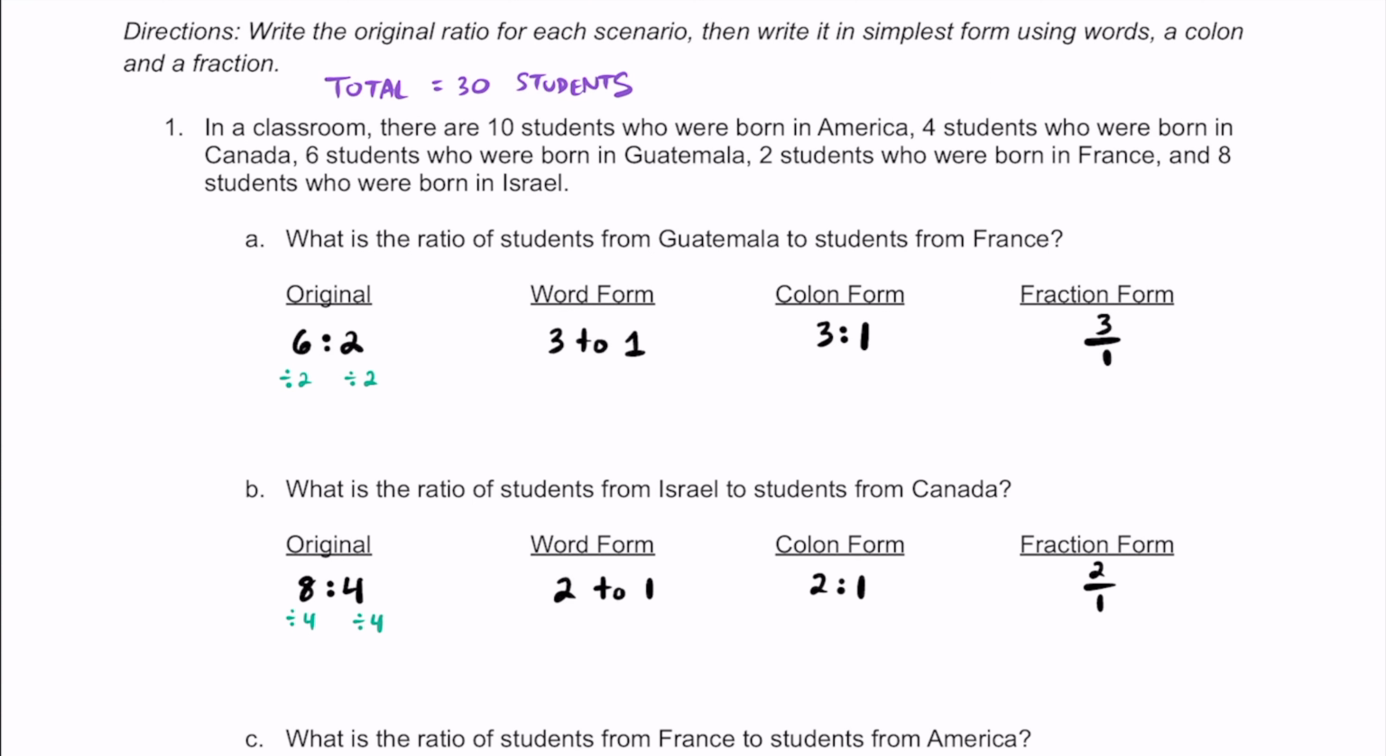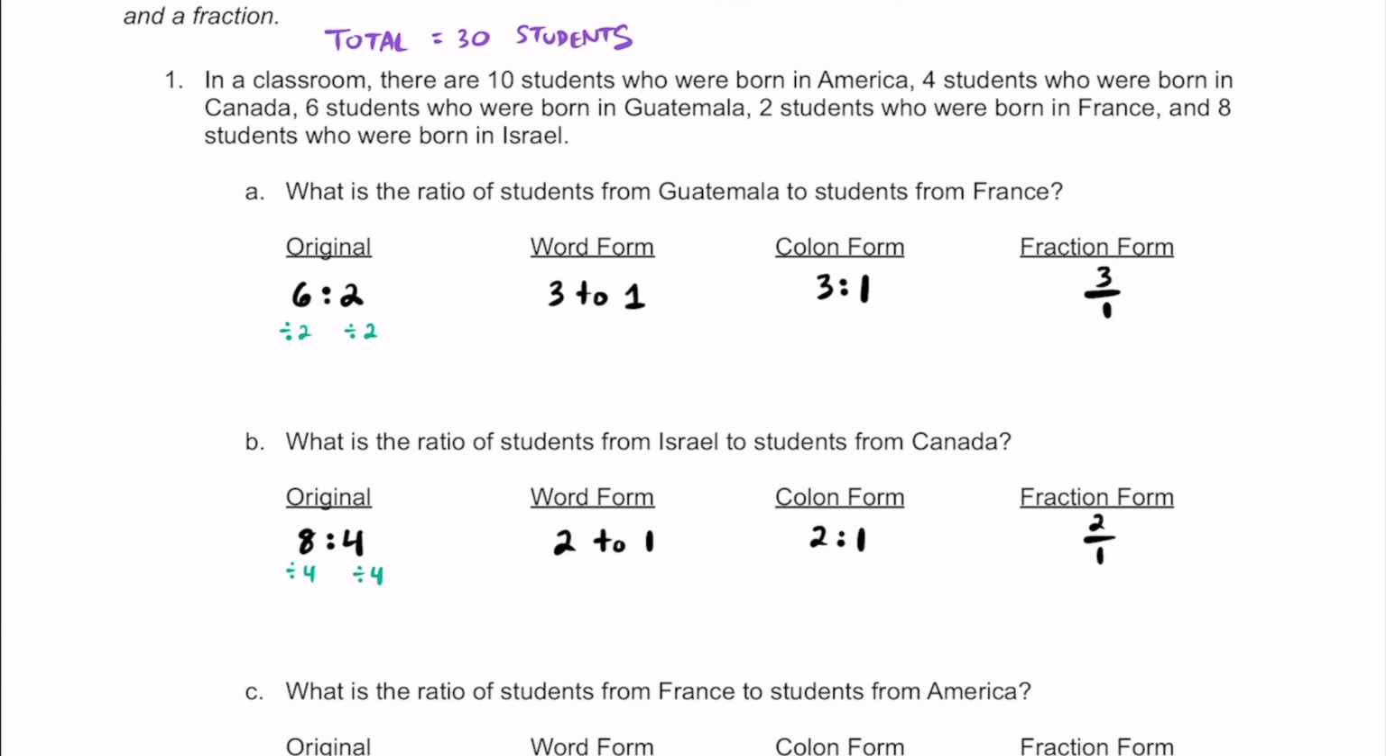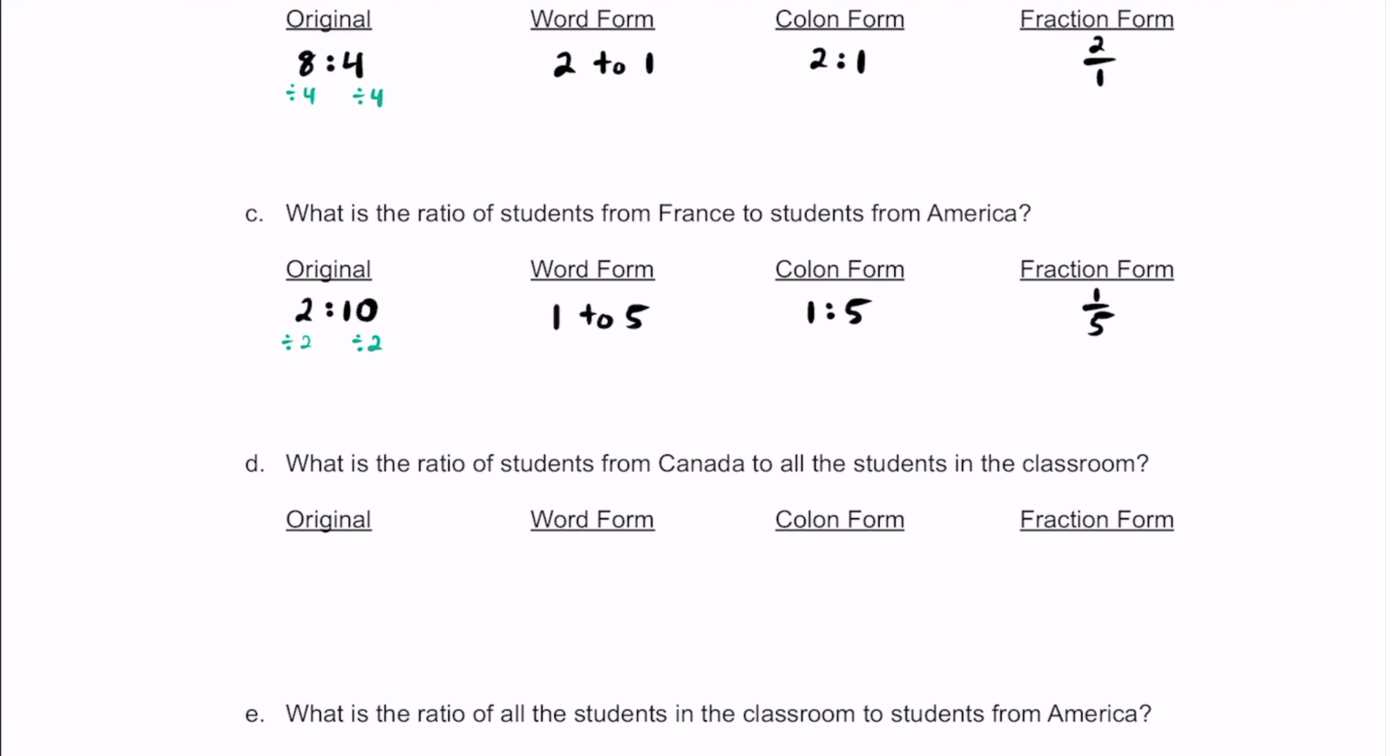So again, we're doing from Canada to all the students. There are 4 from Canada, so we're going to write the original ratio of 4 to 30 because that's all the students. Now we're going to simplify this ratio. We can divide by their GCF, as we always do when we simplify. In word form, when we simplify this, it's going to be a ratio of 2 to 15. Using words, using a colon, it's 2 to 15. And using a fraction form, it is, of course, 2 to 15.